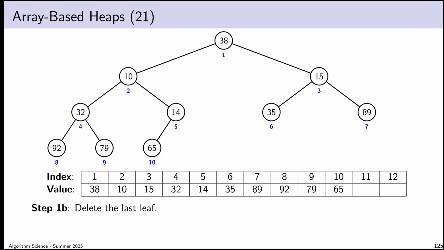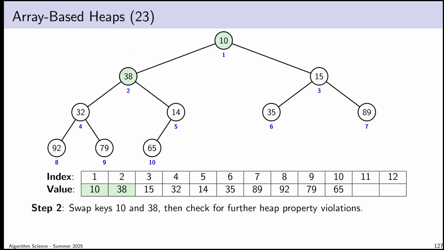Okay, so then step 1B is delete the leaf. But deleting the leaf is basically just pretend that index 11 is no longer there. So you're no longer using it as part of your tree. And now I perform the bubble down operation. So I look at the two children of node 1. That would be, so 1 times 2 is 2. 1 times 2 plus 1 is 3. I look at both of them. The smallest child is 10. 10 is less than 38, so I swap.